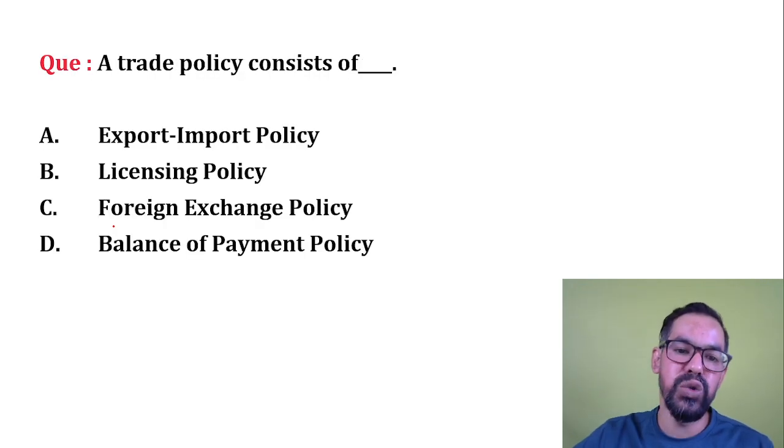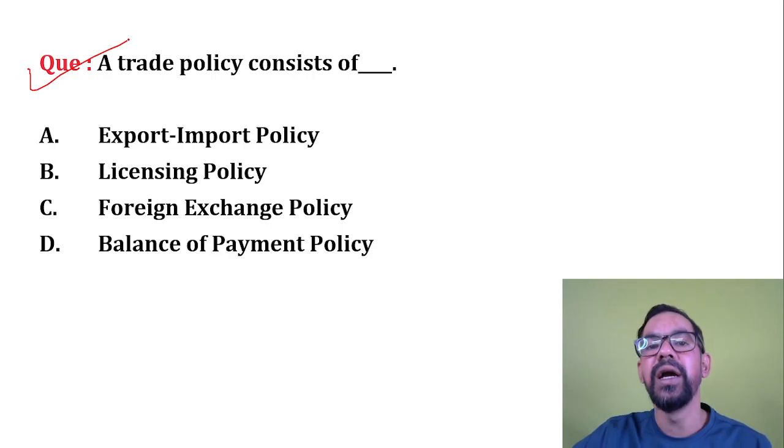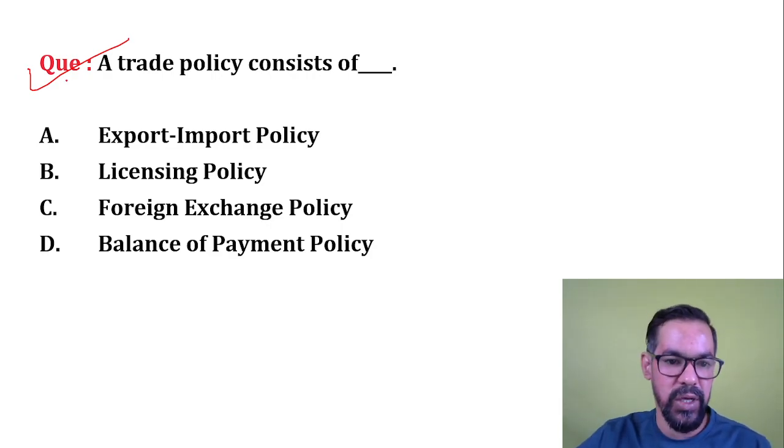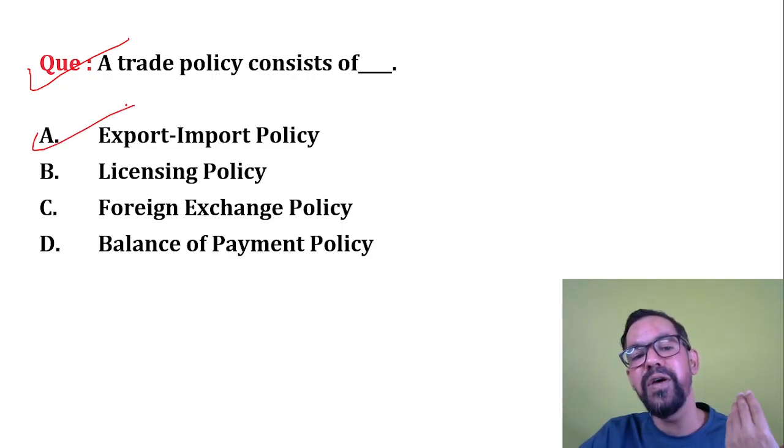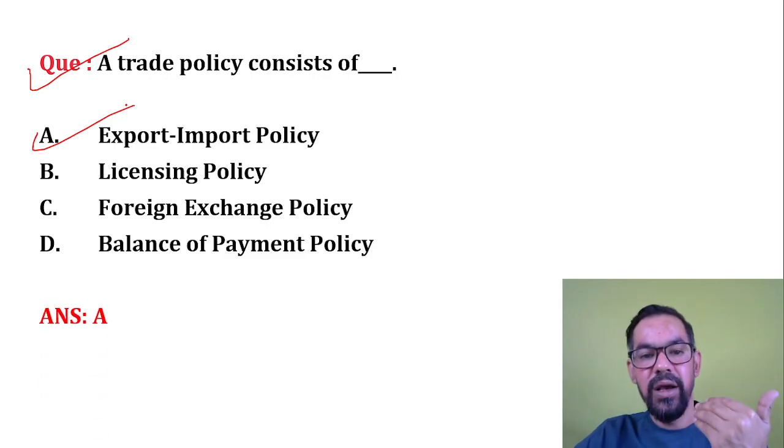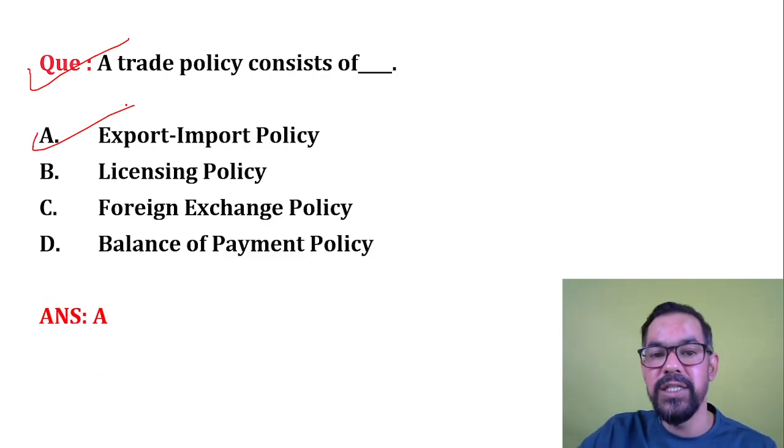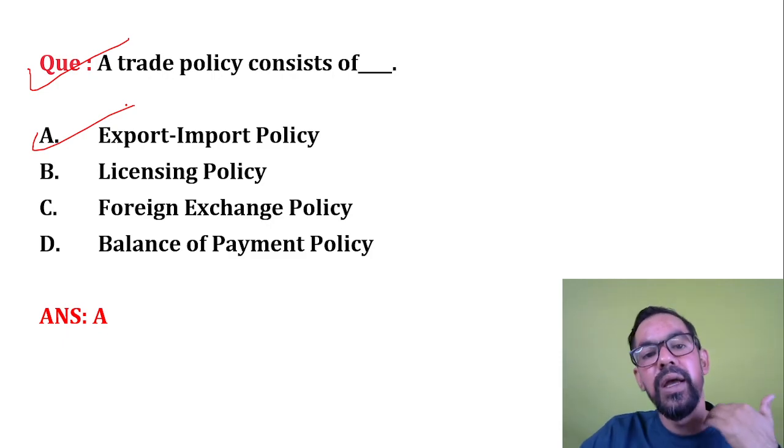Okay, next one, a trade policy consists. So whenever we design our trade policy, it is a part of import export things. Okay, so what will be a correct answer? It is part of import export policy. So when the government of India frames its trade policy, it means they are framing policy for India's import as well as export.